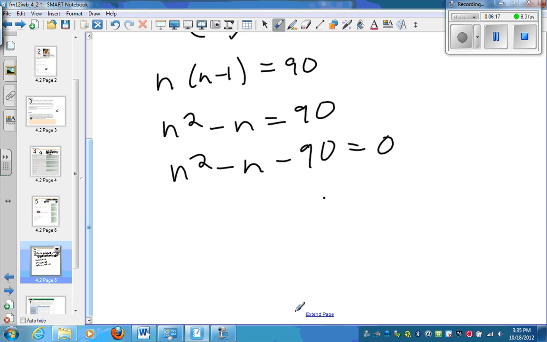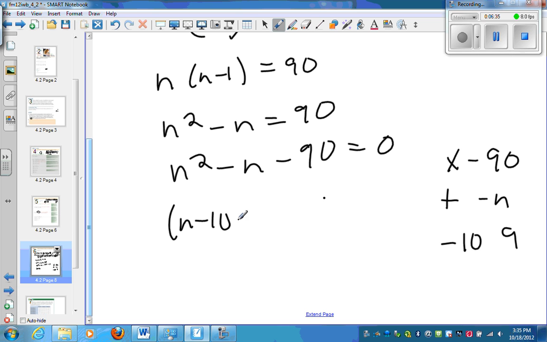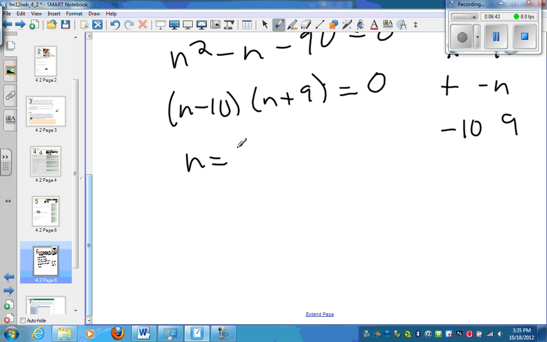I have a couple strategies. I could factor. I could use the quadratic formula. I could complete the square. I think I could factor. So I'm looking for two things that multiply to be negative 90 and add to be negative 1. Well, I think I can do negative 10 and 9. N minus 10, n plus 9. So yes, all those things you learned last year, you still have to apply. So in this case, n equals 10 and n equals negative 9.